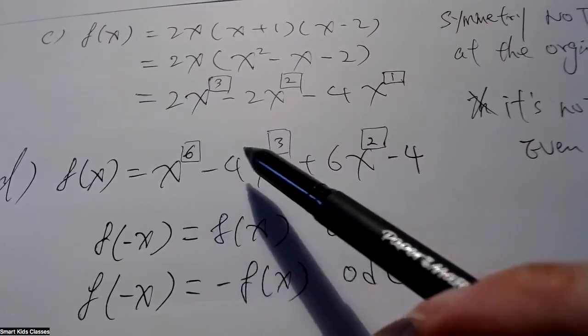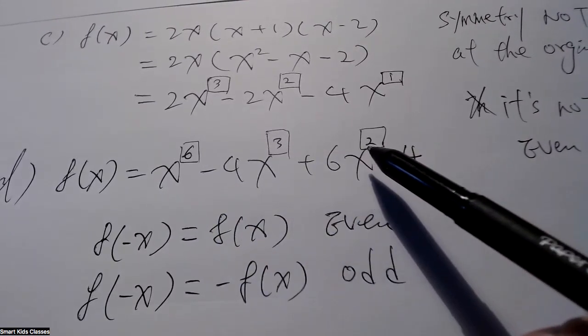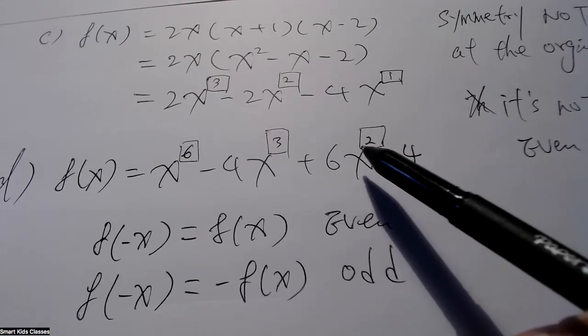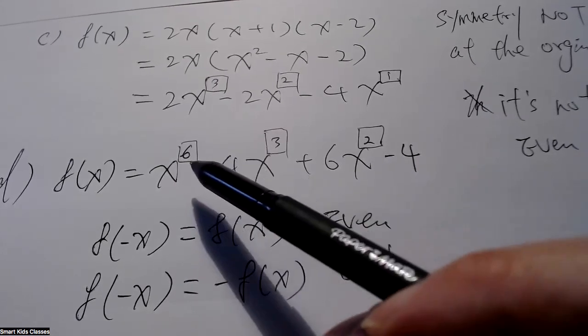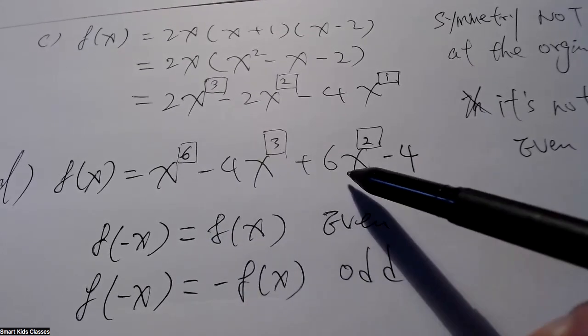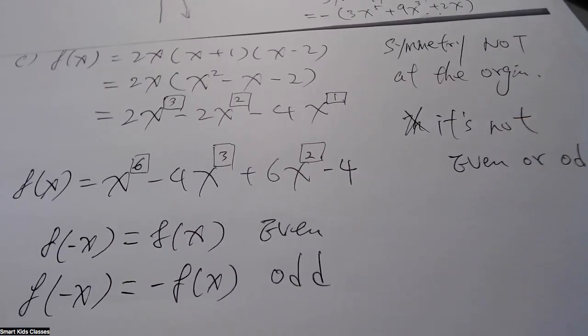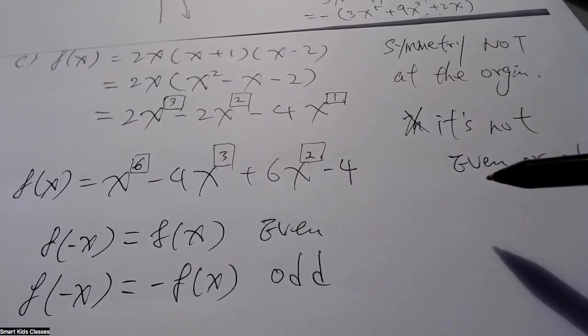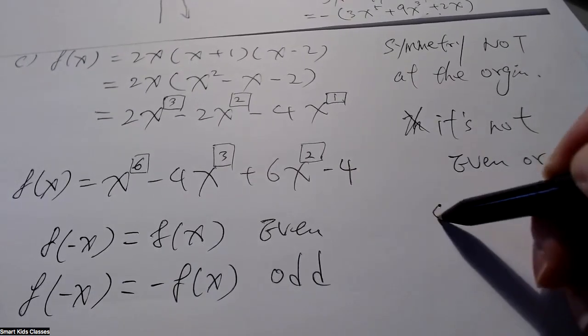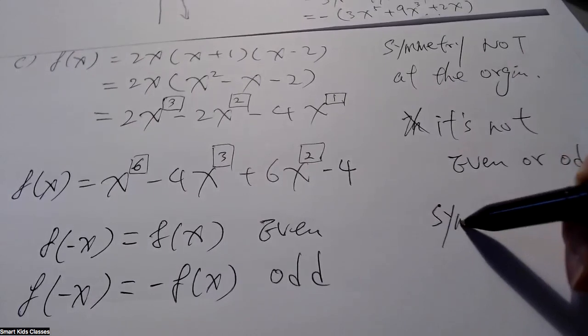If it's odd, it's consistent, each exponent is an odd number, so it will be an odd function. If it's even, each term has even degree, so it will be an even function. Therefore, for this one, there is no symmetry at the y-axis.